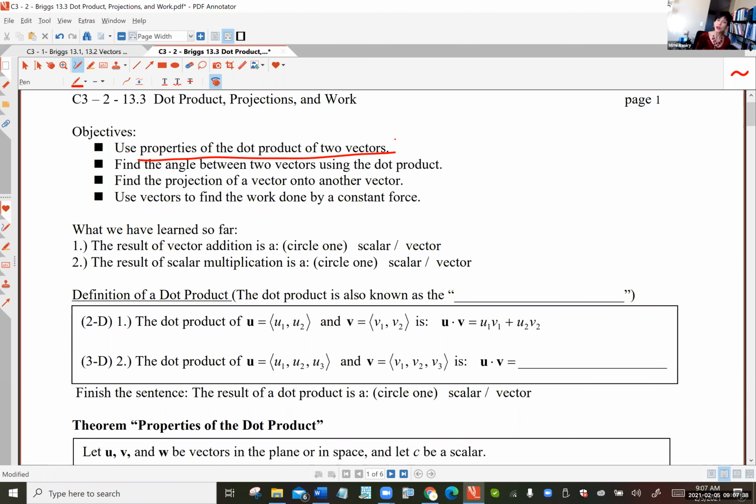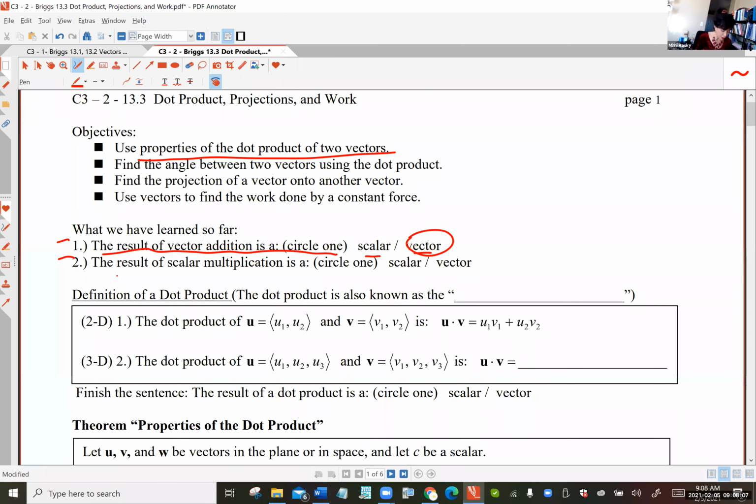First, let's do some review. Okay, two review questions here, on what we've learned so far. The result of vector addition is circle one: when you add two vectors together, do you get a scalar or do you get a vector? Anybody remember? Vector? Vector is correct. You get a vector. Yeah, vector plus a vector is a vector.